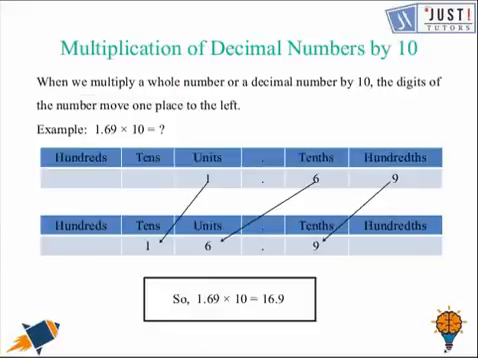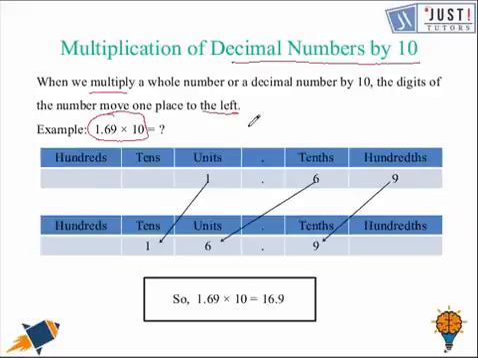And let's move on to the next slide, which is about multiplying decimal numbers by 10. So we'll have a look at an example, which is 1.69 times 10. We need to remember that whenever we multiply a decimal number by 10, we shift the digits to the left. And we shift the digits by only one place, because in 10 we've got only one 0.